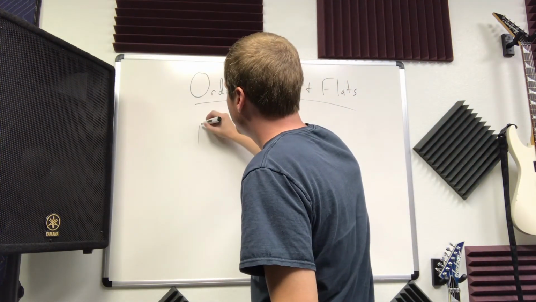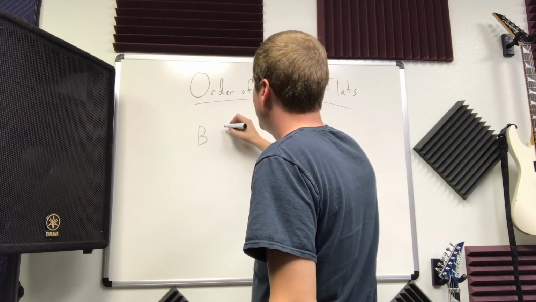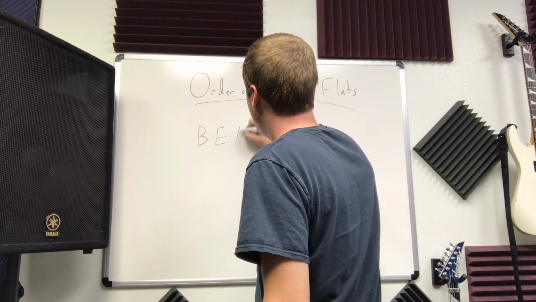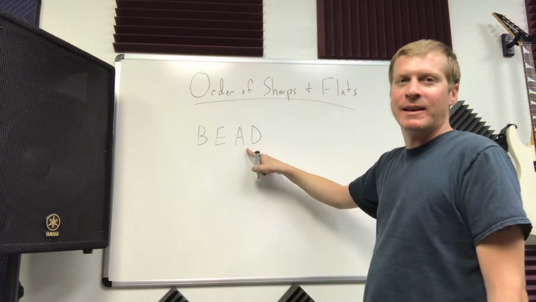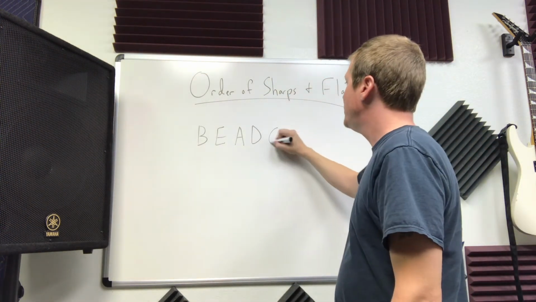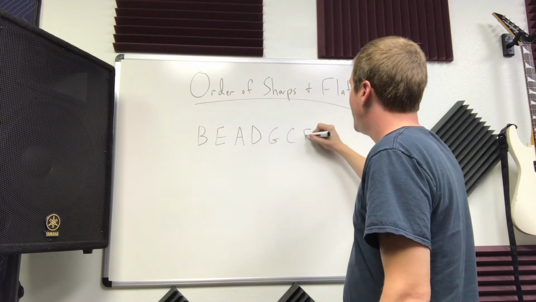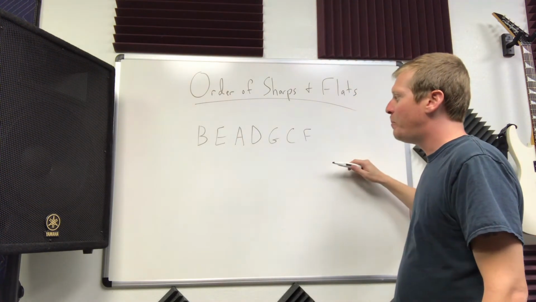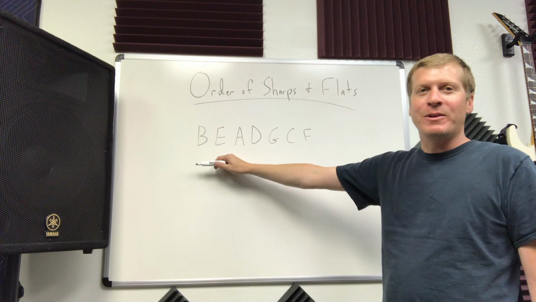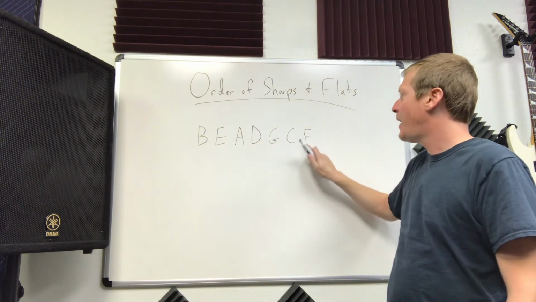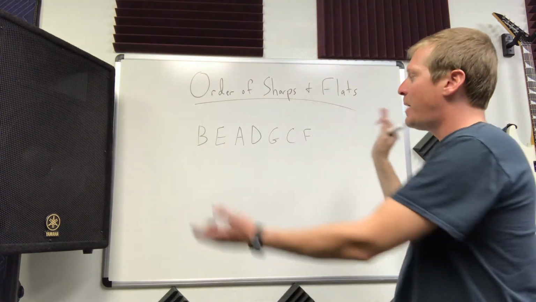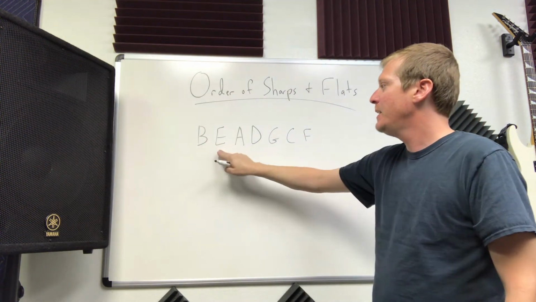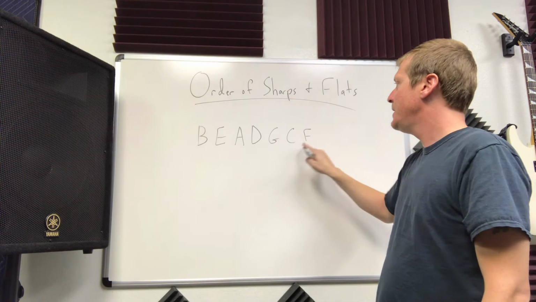So it would go like this: B, E, A, D, spelling out the word bead, like a necklace, right? And then G, C, F. So again, if I go this way, I'm going backwards. That would be the order of sharps. Fat cats go down alleys eating burritos. But for the order of flats, it's backwards from that. So we have B, E, A, D, G, C, F.